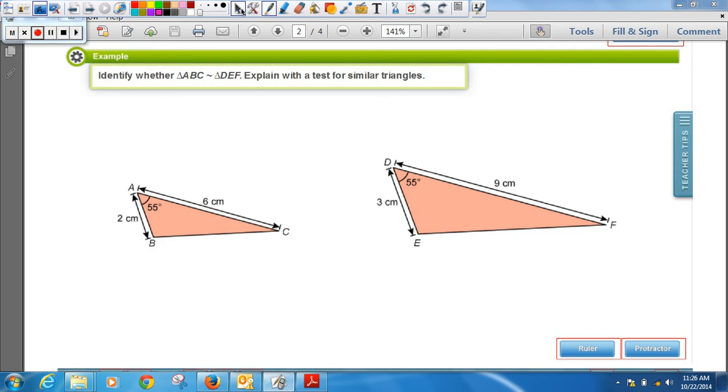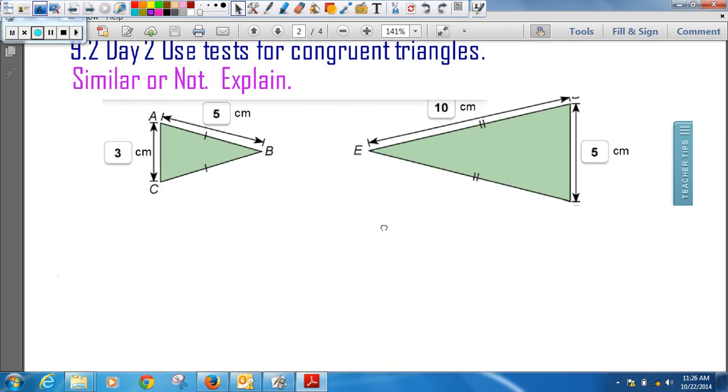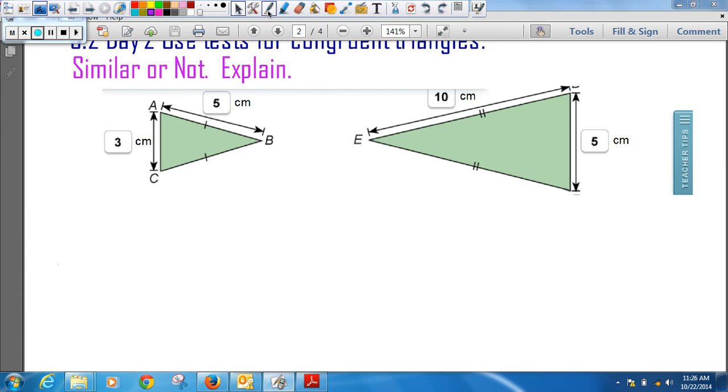Okay, our next example that uses these and puts it into practice is the following. They just again want to know if they're similar or not similar. If you notice here, there's one mark here. That means this side is also the same length, so this is 5. So they gave me all three side lengths. On this one is marked congruent to this one, so these are both 10.